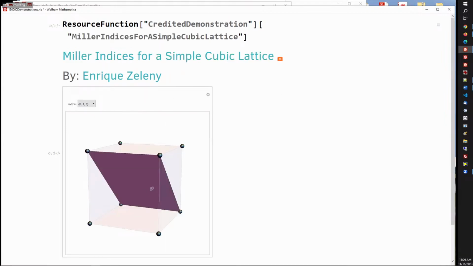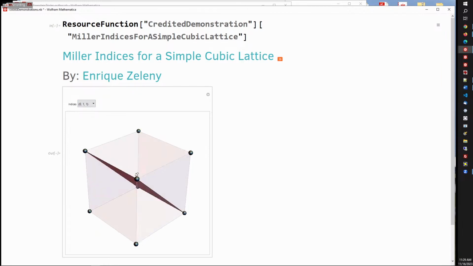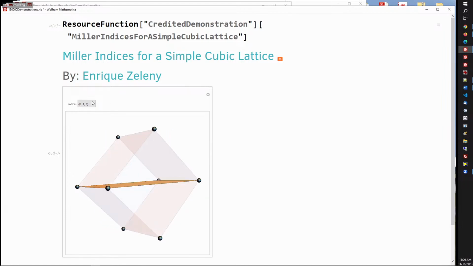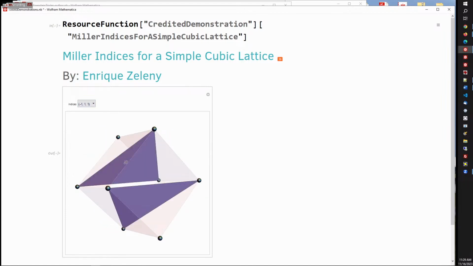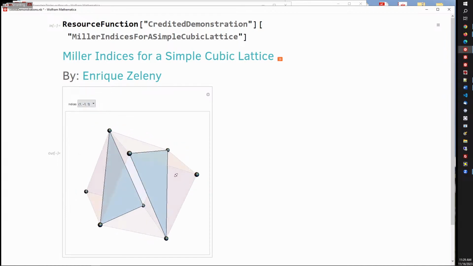The Miller indices for a cube. I was going through these demonstrations, and I'd just been recently working with cubes, and I forgot that these were called Miller indices, and they deal with crystallography.